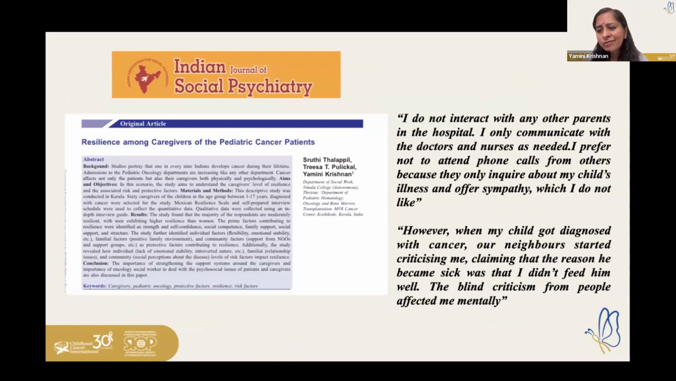So we did another study regarding the resilience among caregivers of pediatric cancer patients. This is to re-emphasize the social aspects of the reintegration process of children. We did a quantitative analysis as well as a qualitative analysis.